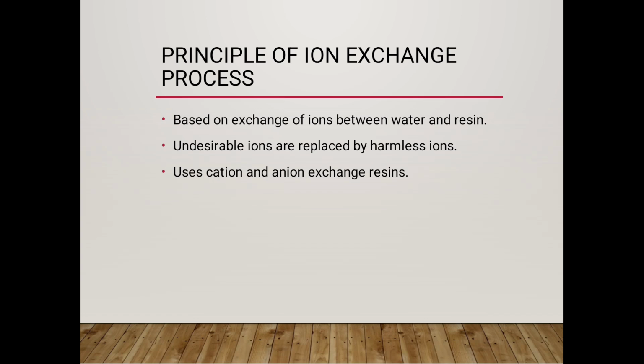Now the principle of the ion exchange process is that it is based on the exchange of ions between water and resin. So the main work in this process is done by the resin we use. The ions get exchanged between water and resin, and we remove hardness from water. Undesirable ions are replaced by harmless ions. In this process, we use cation exchange resin and anion exchange resin.